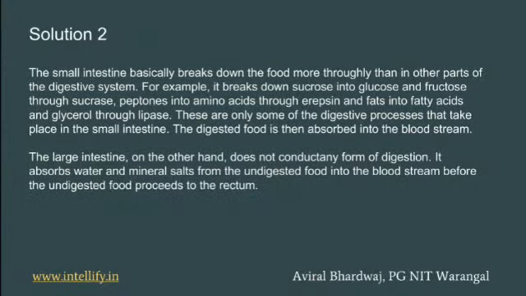And the large intestine, in other words, does not conduct digestion. It does not participate directly in digestion. It absorbs the water and the mineral salts from the undigested food into the bloodstream before the food proceeds to the rectum. So that is the basic work.